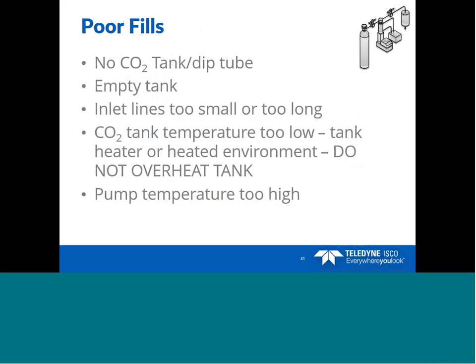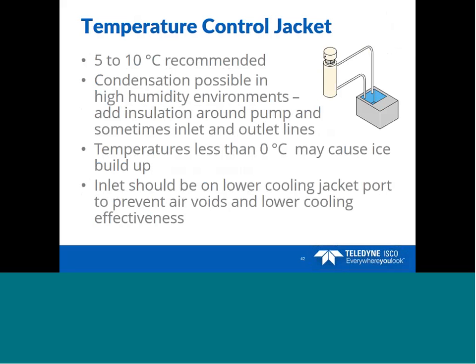You can have pump temperatures that are too high, which causes CO2 to become supercritical when entering the pump. In this case, add a temperature control jacket to reduce the heat. For best results, operate the temperature control jacket at 5 to 10 degrees C. Note that condensation is possible on the outside of the cooling jacket in high humidity environments. In that case, add insulation around the pump and the temperature control jacket, and sometimes also around the inlet and outlet lines. If temperatures are less than 0 degrees C, you may have ice build up in the cooling jacket, which is why 5 to 10 degrees C is usually recommended.